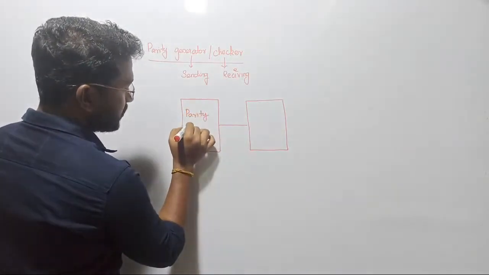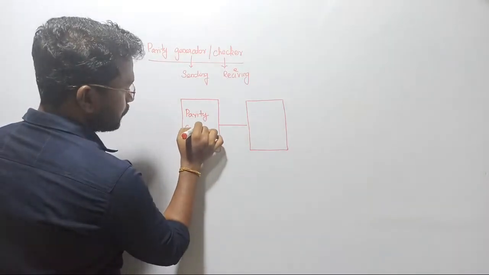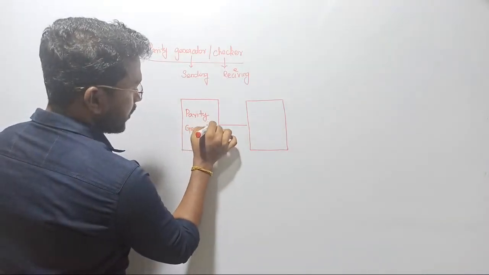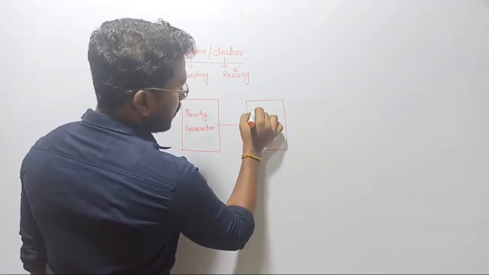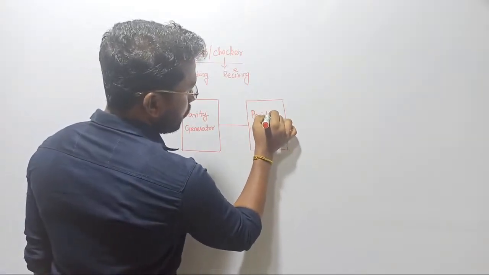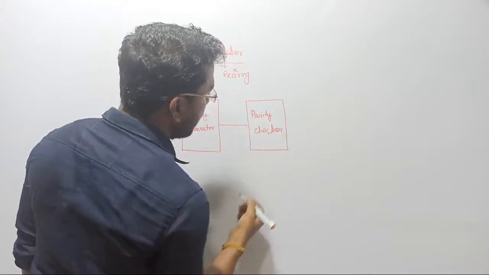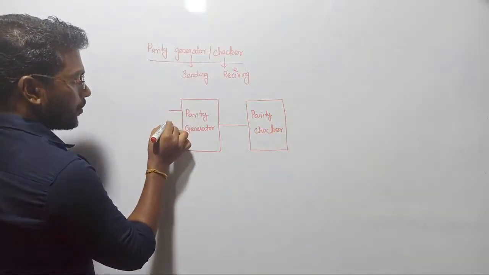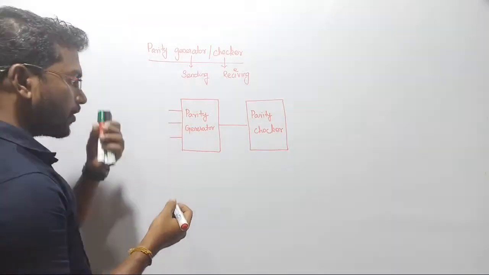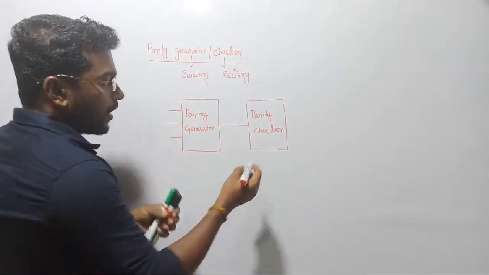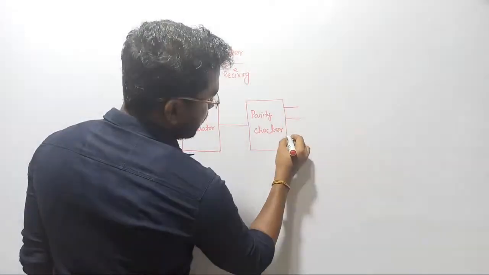So just to keep, this is our parity generator, and this is going to be our parity checker. Both are going to perform the same operation. Now we are going to pass 3 inputs, and of course we are going to receive the same outputs here.